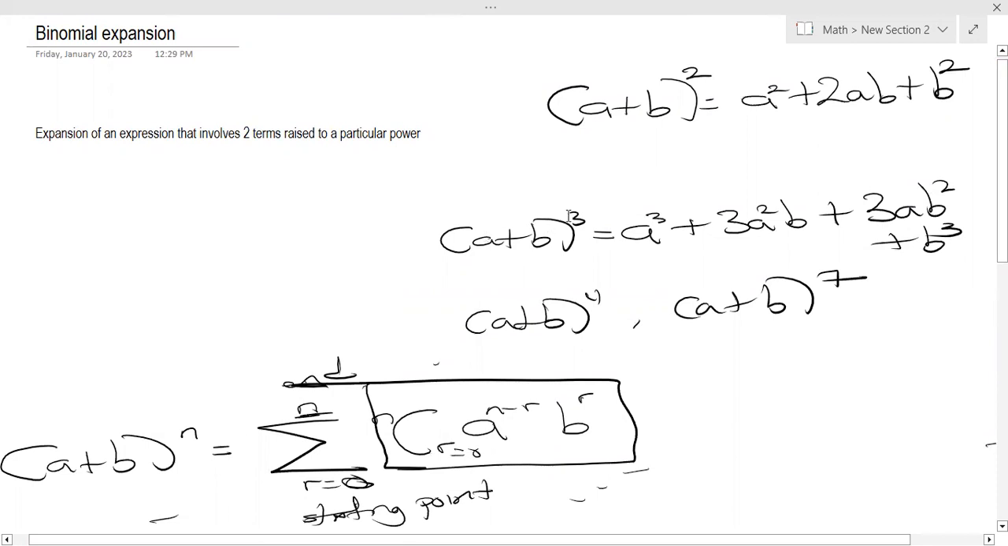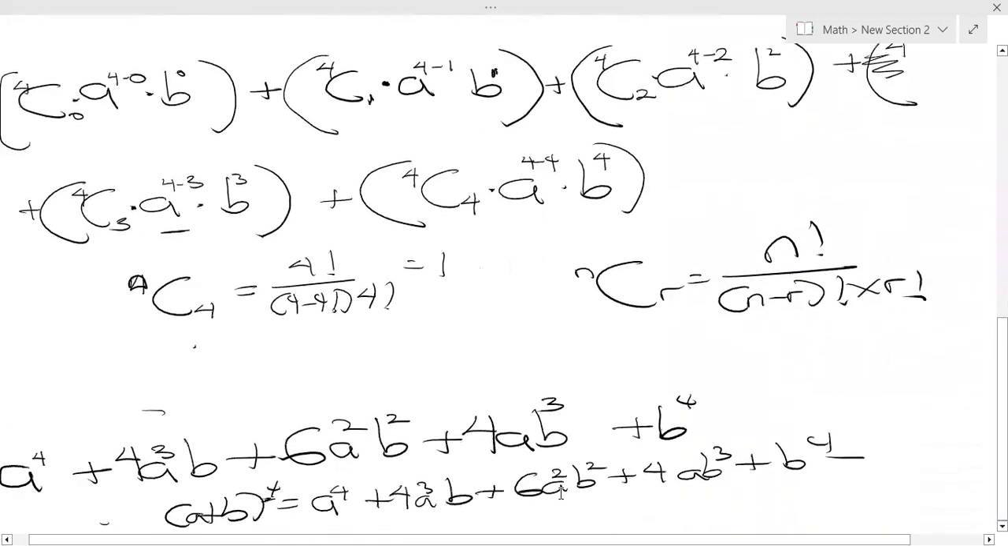When we raised a plus b to the power 3, we had 1, 2, 3, 4 terms. So a plus b raised to the power 4, I'm expecting it to have 5 terms. And I counted it here: 1, 2, 3, 4, 5.